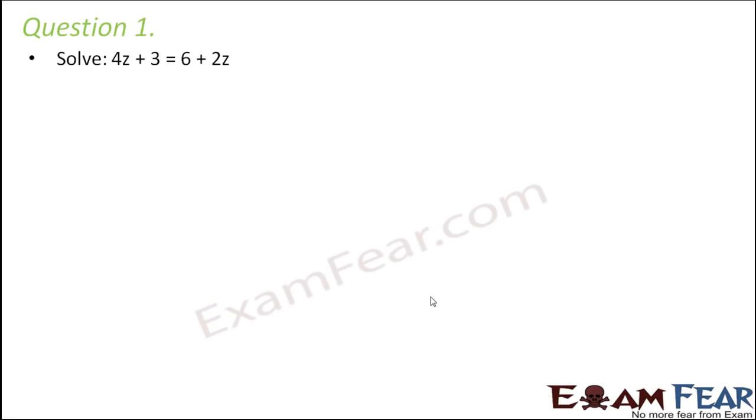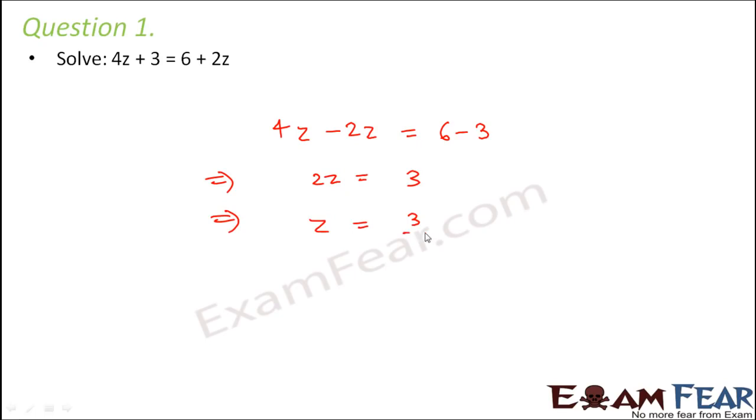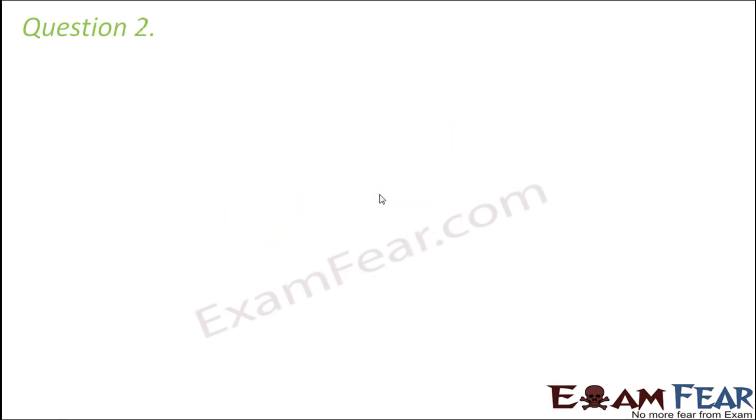Question number 1. Solve 4z plus 3 is equal to 6 plus 2z. So in this case, we collect all the variables on one side and the constants on the other. So we get 2z is equal to 3, or we can say z is equal to 3 by 2. So this is a solution for this equation.